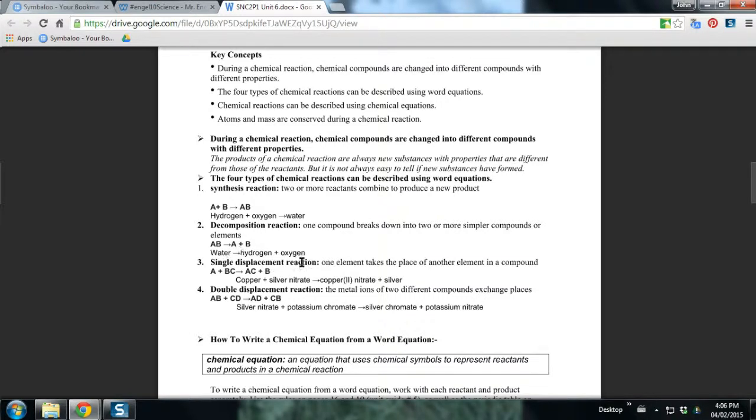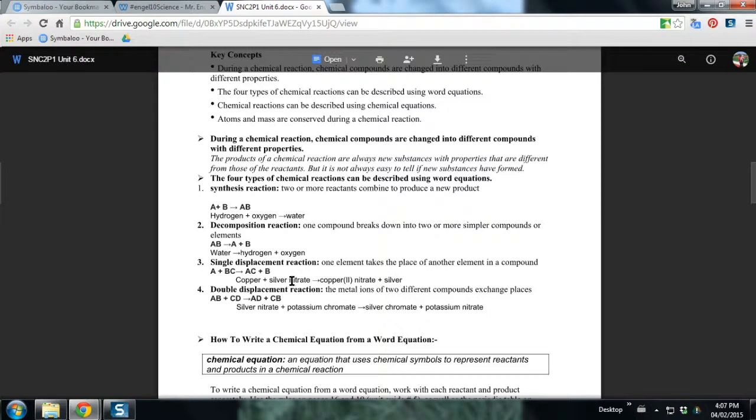Then you have a displacement reaction. This is where one element takes the place of another element in a compound. So you have copper plus silver nitrate. It ends up turning into copper nitrate plus silver. So as you can see, nitrate moved over to join the copper and left silver by itself.